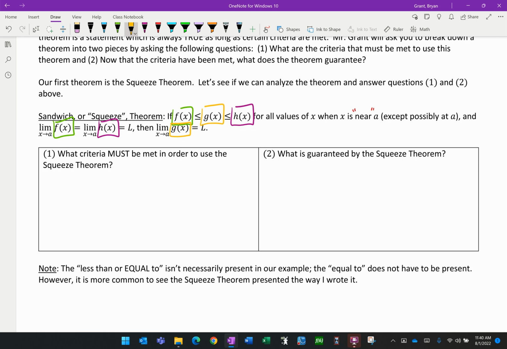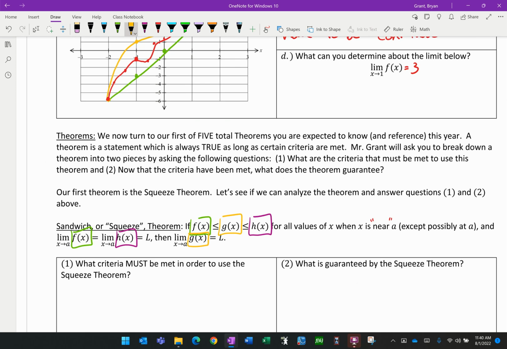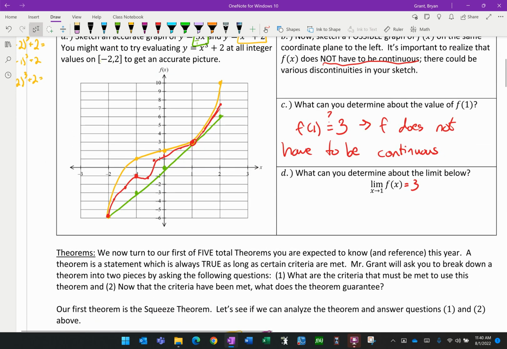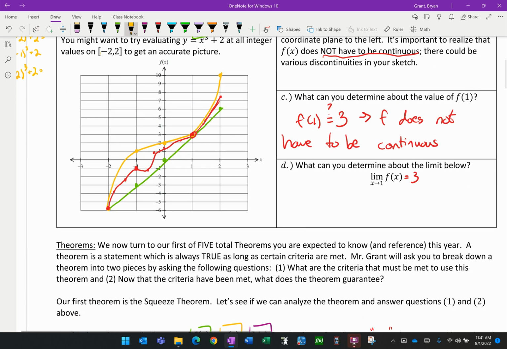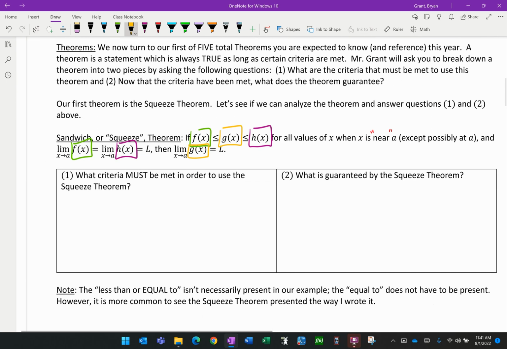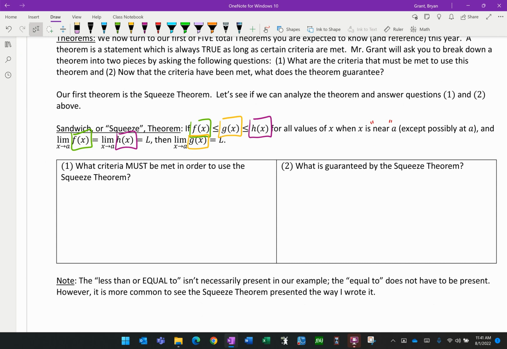Now there was a lot going on in that sentence. However, hopefully you're starting to see the similarities of the squeeze theorem and what we did up above. But let's go ahead and try to break down this weird terminology, and then we'll relate that back to the opener at the top. So first, what criteria must be met in order to use the squeeze theorem?